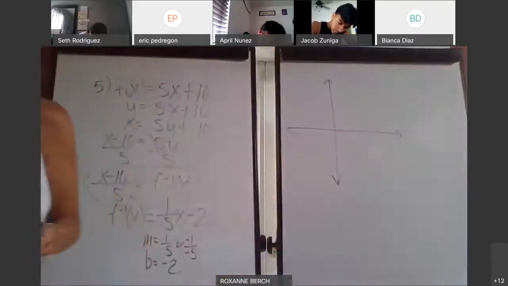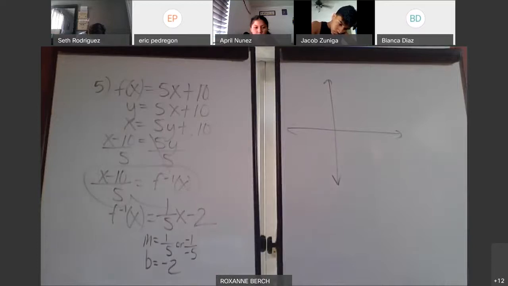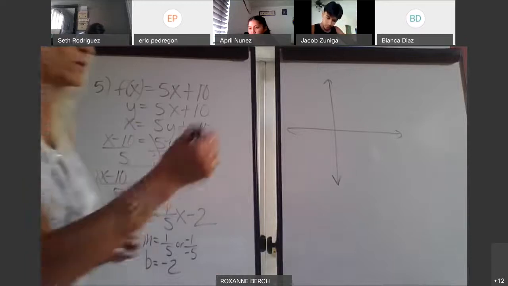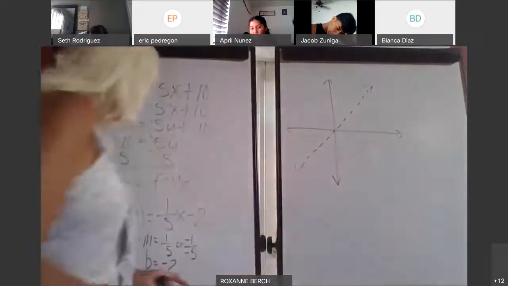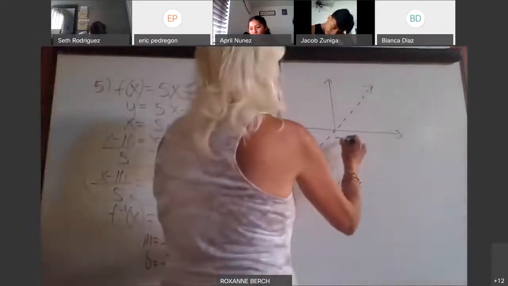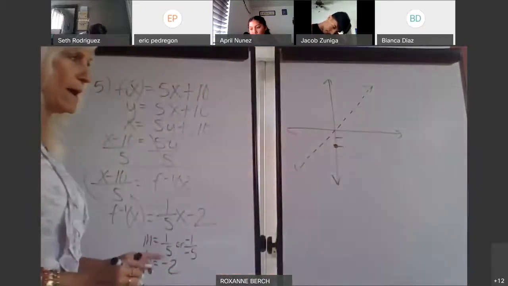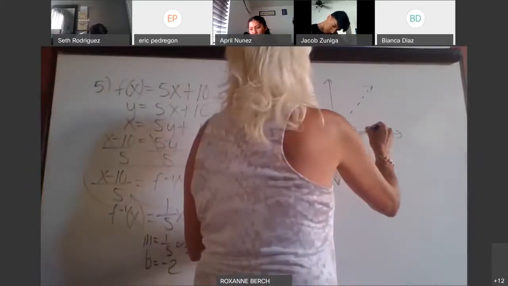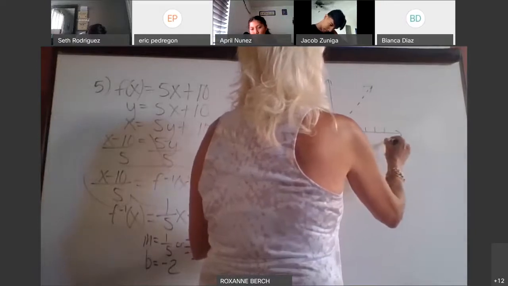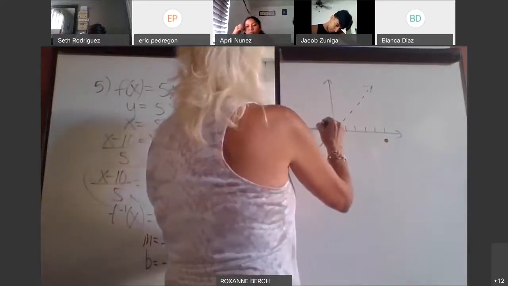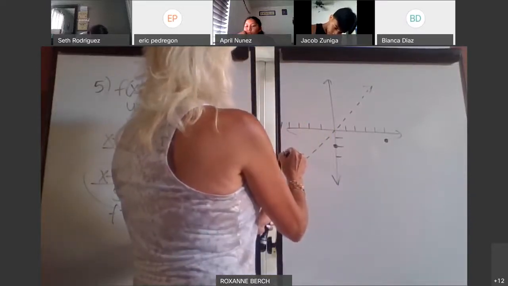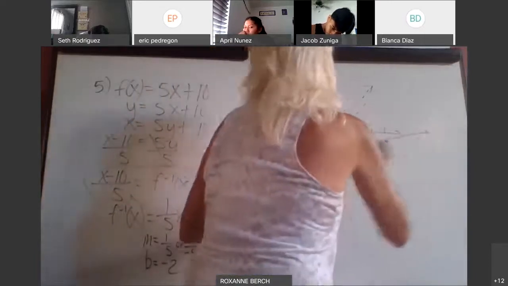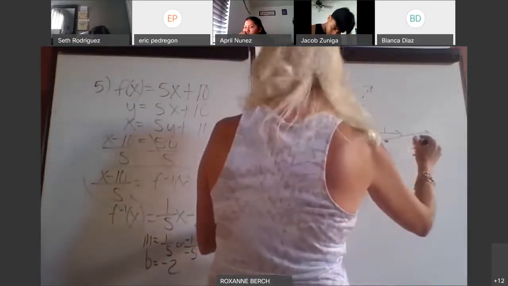Now, did they say just graph the inverse? No, they want the original too. So we're going to graph the inverse right now, but then we have to graph the original. The inverse is going to start at 0, down 2. I'm going to go up 1, right 5, up 1, right 5, up 1, right 5, up 1, right 5. I ran out of room, so I'm going to go down 1, left 5. So down 1, left 5, draw the graph. So that is the inverse function.